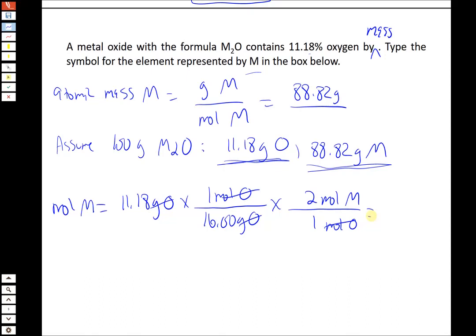And so that comes out to 1.398 moles of metal. Then we're going to put that number in here to calculate the atomic mass. 88.82 grams corresponds to 1.398 moles that we just calculated, and dividing those two gives 63.53.